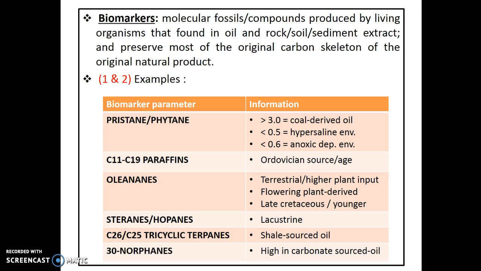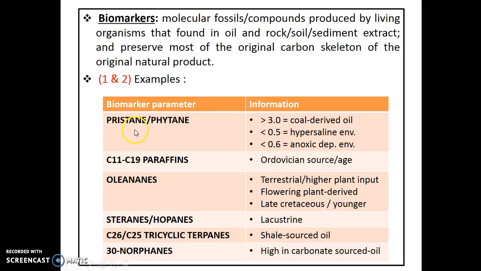environment. Like for example, if you find oleananes in your crude oil, you will ultimately know that your oil is coming from terrestrial or higher plant input or flowering plant derived. And the age of your source rock will be between late Cretaceous or younger than that. Meanwhile, if you find steranes and hopanes, it will indicate that the origin of your oil is from a lacustrine environment. Okay. If you find carbon-20, carbon-25 tricyclic terpenes, it will suggest the origins of shale source oil.